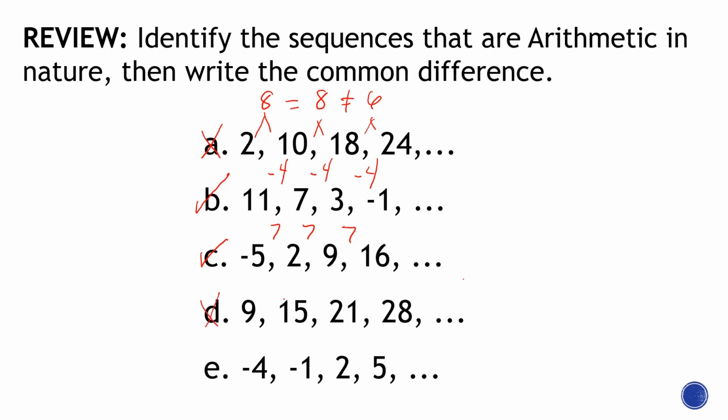Yes, that's right. It's not an arithmetic sequence because from 9 to 15 it's 6, from 15 to 21 is 6, and from 21 to 28 is 7. How about letter E?